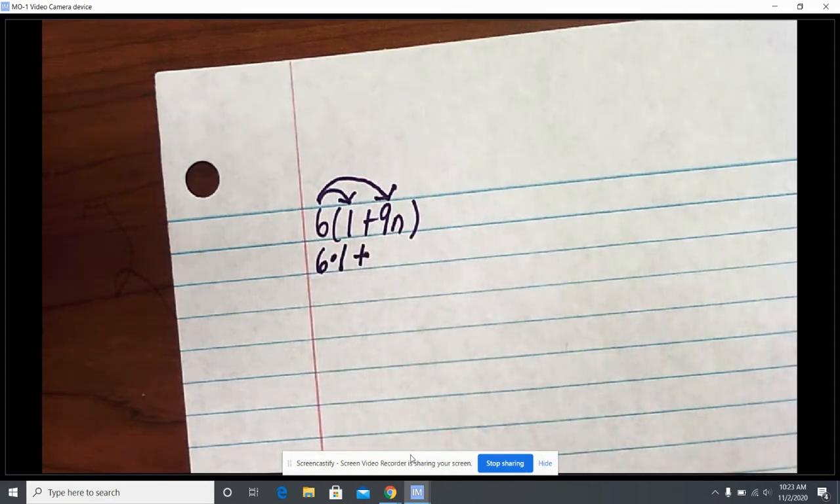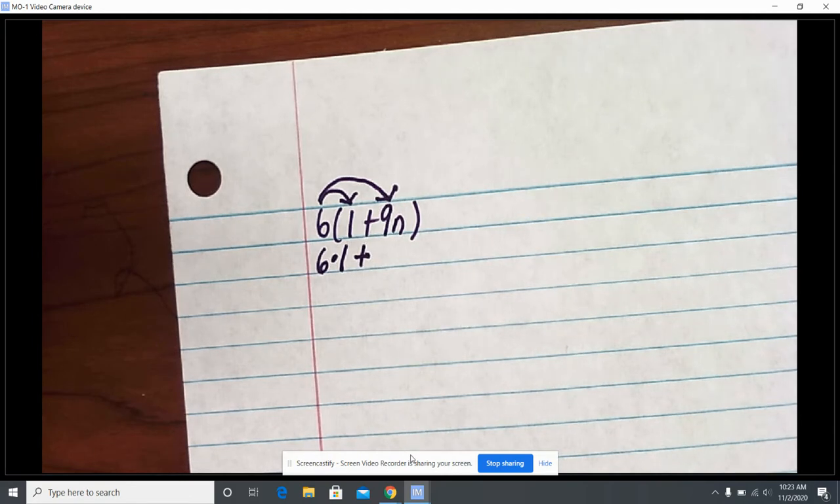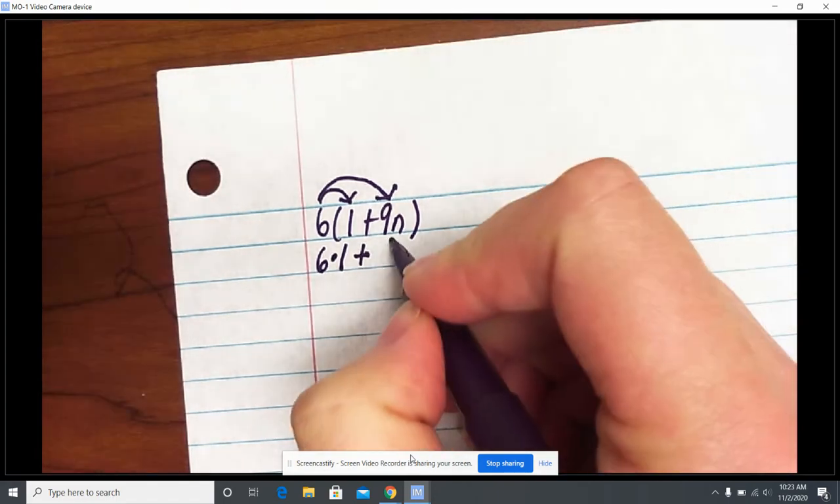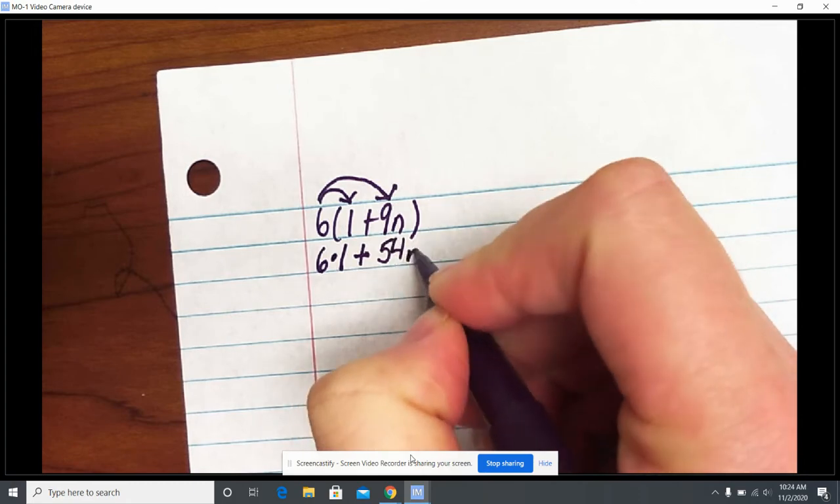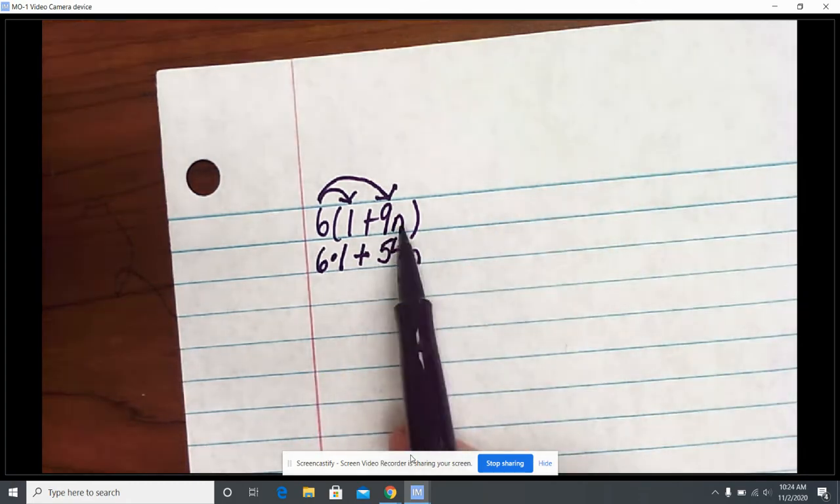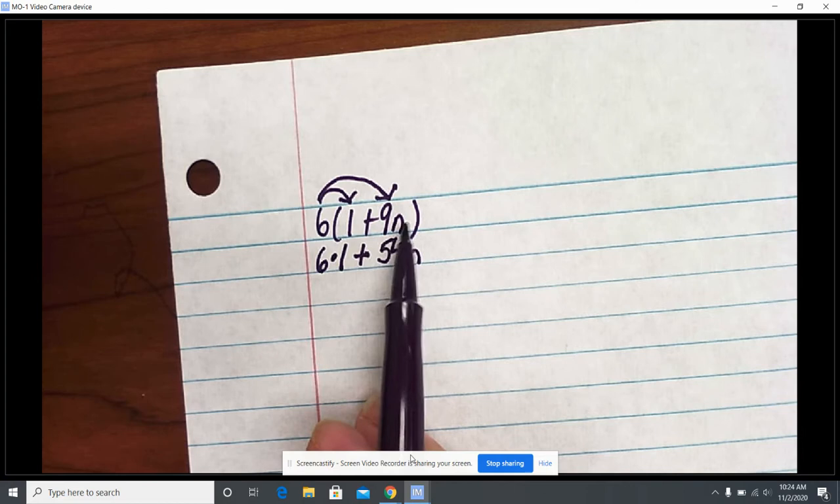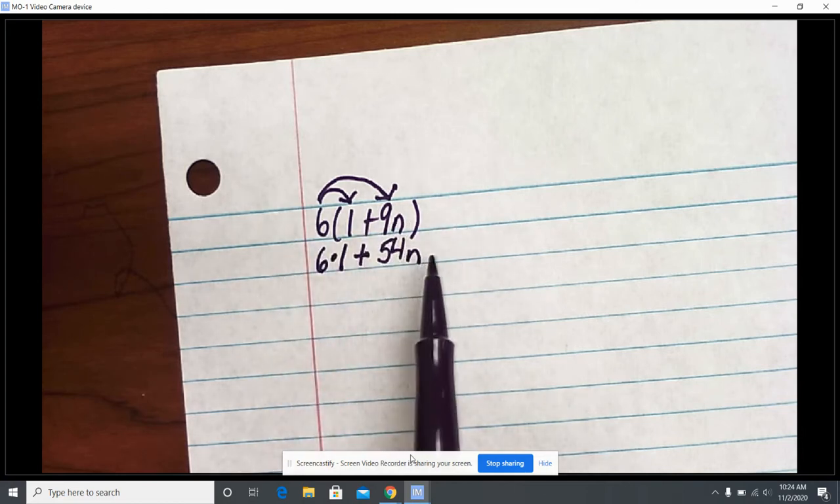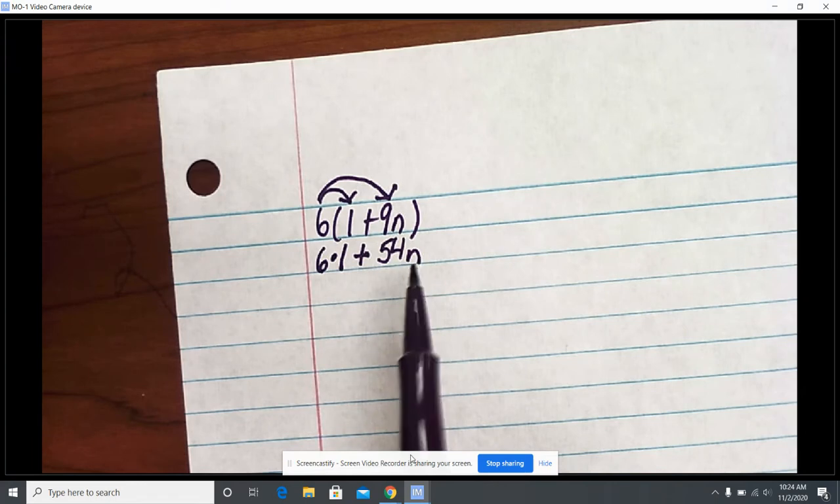So all I'm really doing is just taking 6 times 9 right now, and when I do 6 times 9, that gives me 54n, because I have an n right there. I'm taking 6 times 9n, so 6 times 9 gives me 54, and then the n just goes right with it. All right.